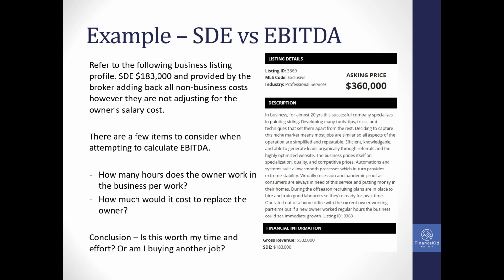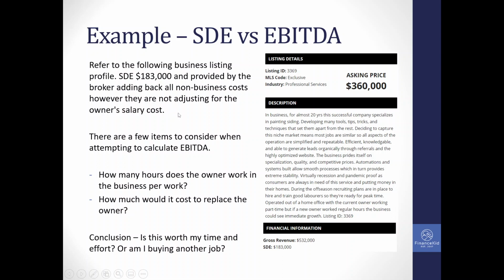So here's the final example. I just pulled this off a business listing website, and I'm going to go through and give you a live take on this example business. It's a professional services firm, $360,000. The broker in the listing online has already provided the SDE amount, which is $183,000 on 360. So it's about 2 times on an SDE basis. They've adjusted all of the non-business costs, the discretionary costs, but they've added back the owner's salary.